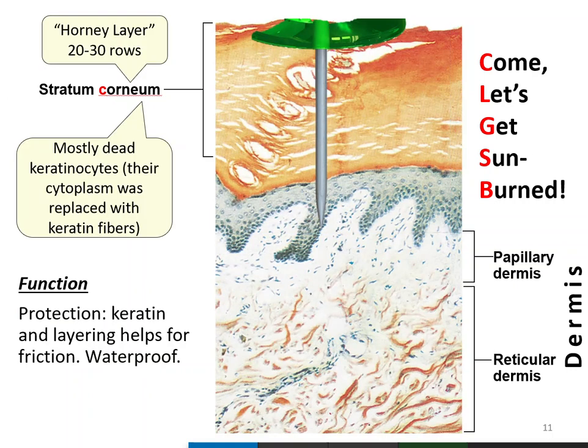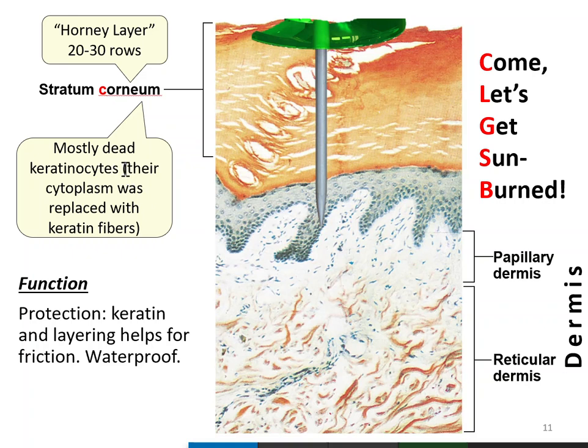So let's start with the most superficial layer. The stratum corneum is also known as the horny layer, and this is composed of 20 to 30 rows of cells, though it might not really look much like it. The reason it doesn't look like cells is because they're mostly dead cells. The cells are called keratinocytes, because they're cell types that are really good at making keratin fibers.